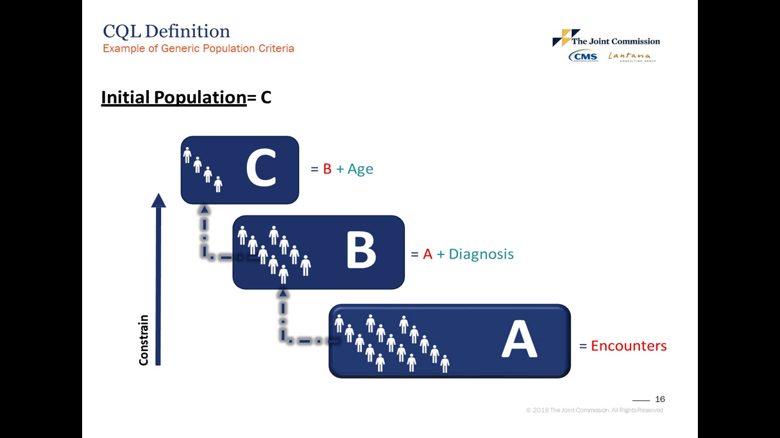We need one more block to complete the structure, which is an age block. So we follow that same pattern where we connect B with age to create C. Hopefully you see how we build off of the previous definition so that each successive definition helps to constrain the logic. So now in C, we have all the criteria we've defined, the encounter type, the diagnosis, and the age of the patient, and that's how C becomes the initial patient population.